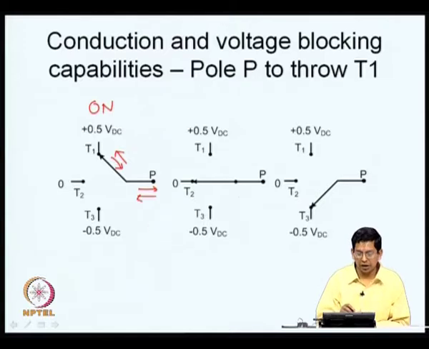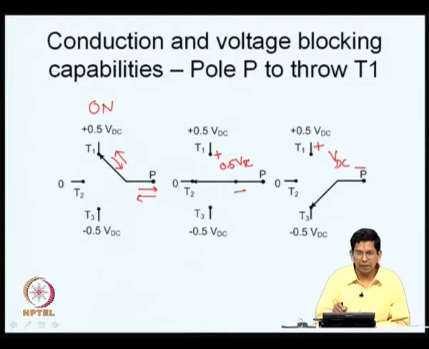Now, let us say P is connected to T2. What should be done between P and T1? As I just mentioned before, P and T1 should be able to block a potential equal to 0.5 VDC with polarity as indicated here. T1 is positive with respect to P. Then, in state 3, once again if you look at P and T1 it is off, and what is the potential? T1 is positive with respect to P, but the voltage now is VDC.